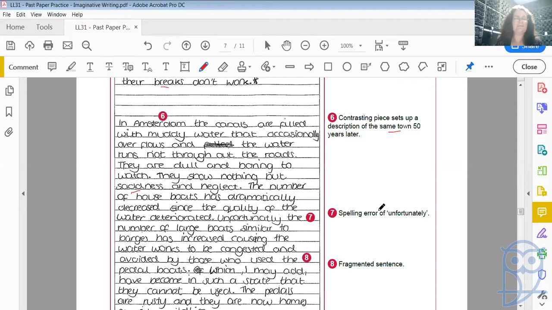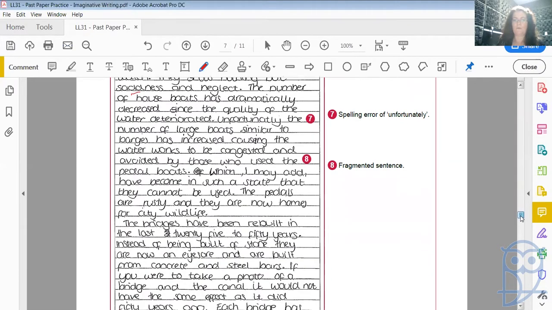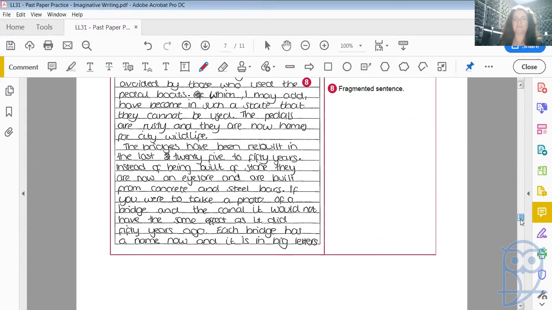Okay, so there's some spelling errors, there's fragmented sentences, which means thoughts are not complete. Okay. Which, I may add, have become in such a state that they cannot be used, the pedal boats cannot be used. The pedals are rusty, and they are now homes for city wildlife. So in other words, in the future, things have deteriorated.